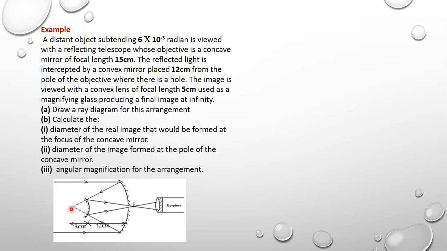So the distance from this point up to the convex mirror is 3 centimeters. So that will help us so much in the calculations. Let's begin by looking at this second part, that's part B, Roman 1. They want us to calculate the diameter of the real image that would be formed at the focus of the concave mirror.